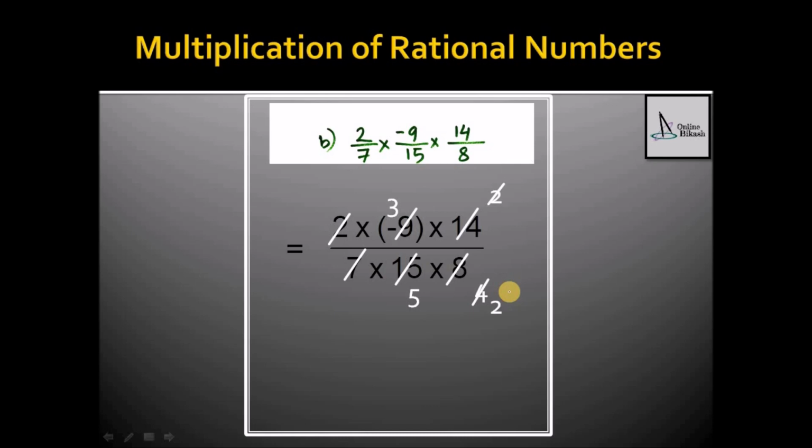So in the numerator minus 3, and in the denominator, can you tell me? 5 2s are 10. So our answer is minus 3 by 10.